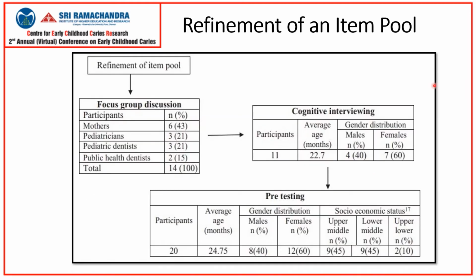So this table summarizes the refinement of the item pool. Initial focus group discussion on 14 participants. Next, cognitive interviewing on 11 participants, and the average age of the child was 22.7 months, including 4 males and 7 females. Next, pre-testing on 20 participants with an average age of 24.75 months and 8 males and 12 females. And the socioeconomic status, upper middle was 9, upper lower middle was 9, and the upper lower was 2.